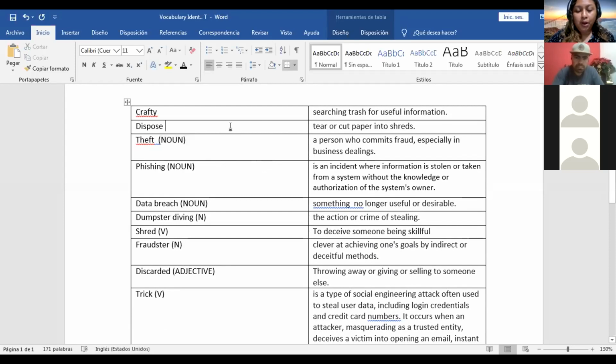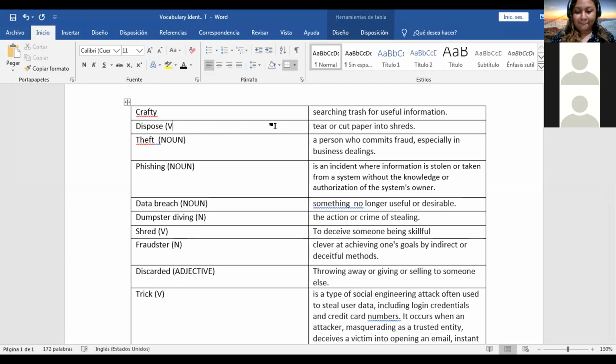Okay. Dispose. What is it to dispose? Throwing away or giving or selling to someone else. Okay, so dispose. I don't need it anymore. I dispose of my item. I don't want to use it, so take it, or I just throw it away.